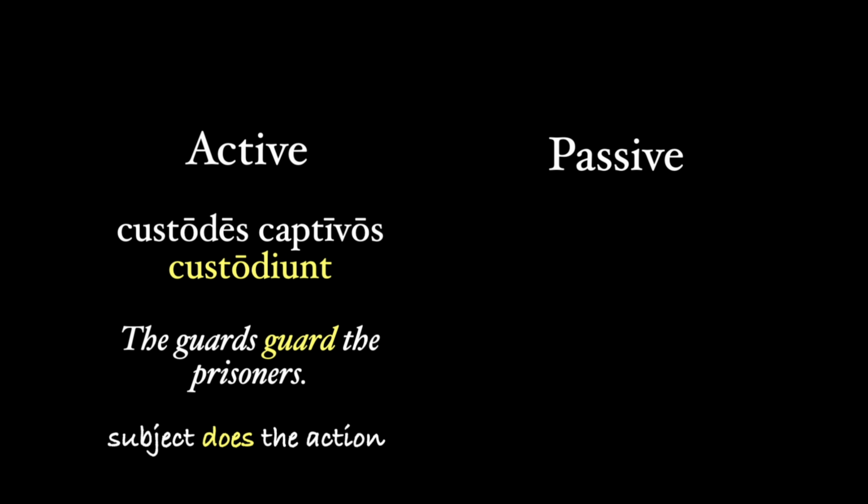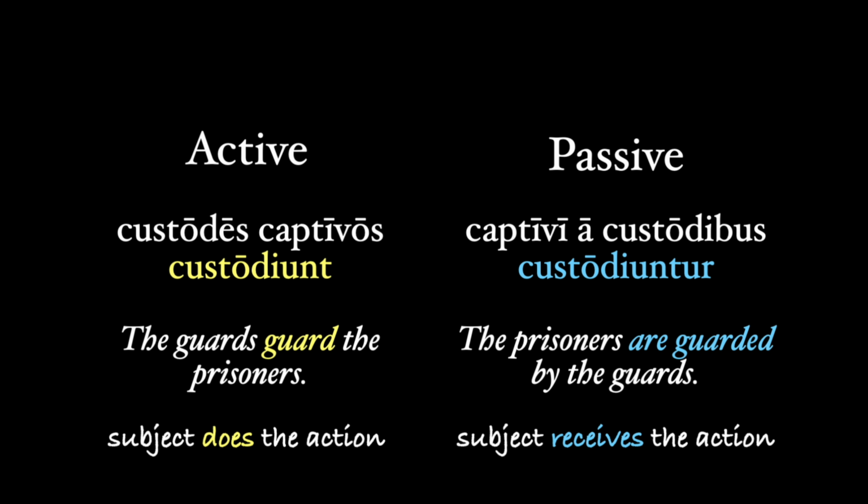In a sentence with an active voice verb, the subject does the action. Custodes captivos custodiunt. The guards guard the prisoners. But in a sentence with a passive voice verb, the subject receives the action. Captivi a custodibus custodiuntur. The prisoners are guarded by the guards. You should have a basic understanding of voice because I'm going to spend a lot of time talking about the passive voice and passive forms.